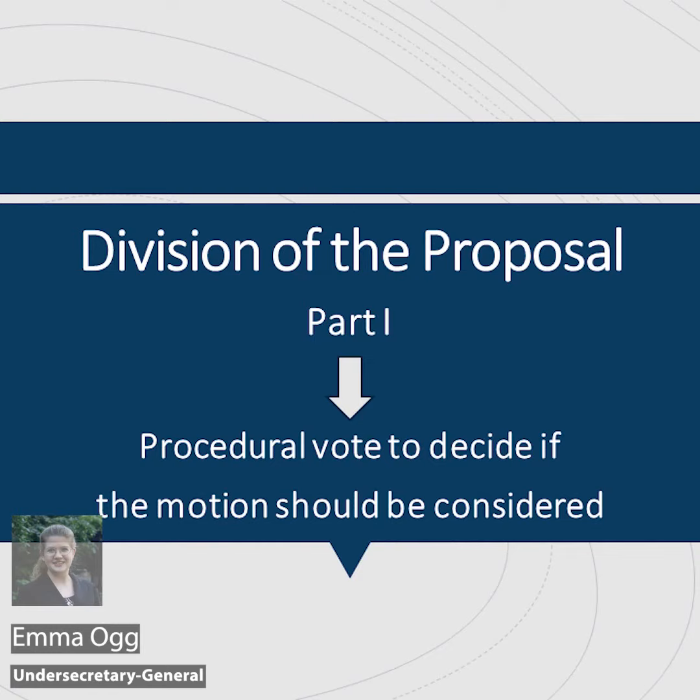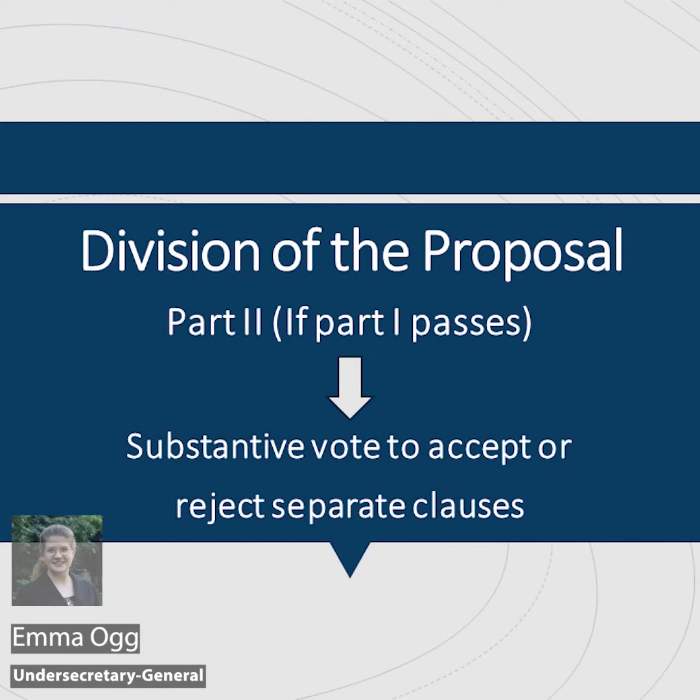And if it does not pass, there's no changes to the clauses. They just remain in the draft resolution. And the second part of this motion is a substantive vote to accept or reject the separate clauses. It doesn't require any speakers for or against and a majority to pass. And if it passes, the annex passes. And if it fails, the clauses are discarded and are no longer part of any draft resolution.